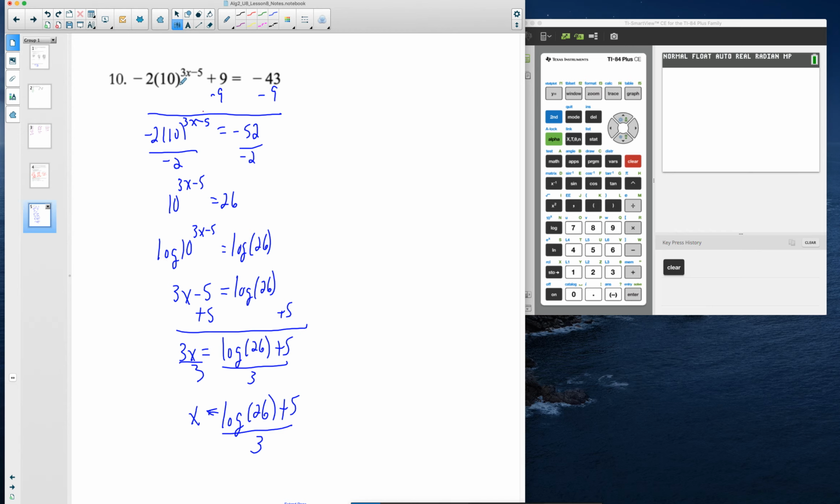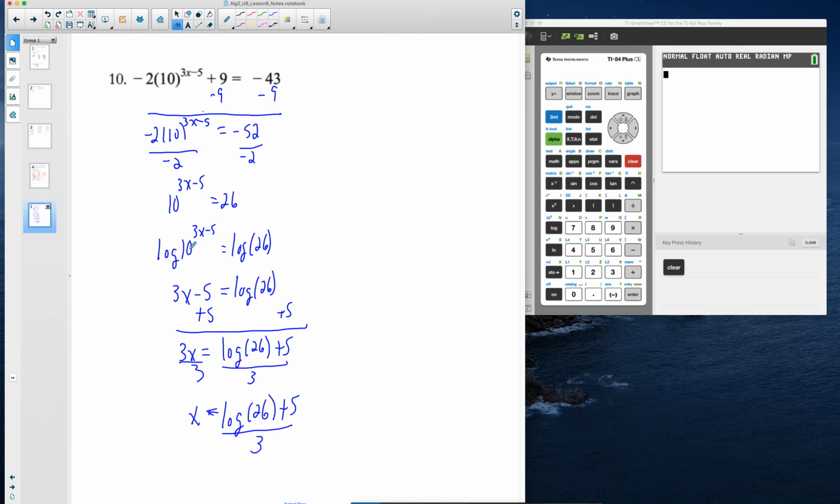All right, so once again, we want to try to isolate our exponential. So hopefully you subtracted 9 first and then divided by -2. And you get to a step where you have 10 to the 3x minus 5 equals 26. Then once again, we can't get 26 into terms of base 10. So we'll take the log of both sides. Now remember, if it's base 10, it's just the common log. So log of 10 to the 3x minus 5 equals log of 26.